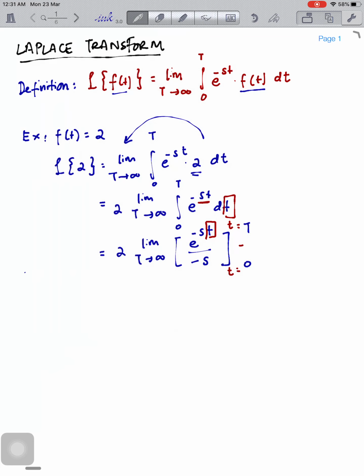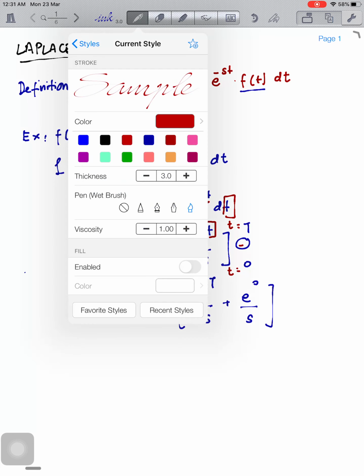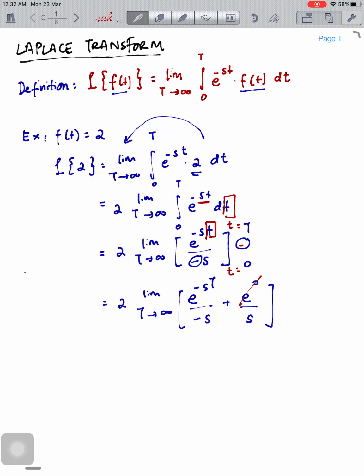Right, so now let's start substituting. I'm going to have 2 times the limit from capital T to infinity, and when I substitute the upper limit, I have exponential of negative s capital T over negative s. This minus and this minus give us a plus, and then I have exponential of 0 over s when I substitute the lower limit t equals 0. We know that exponential of 0 is simply 1, so the second term ends up as only 1 over s.